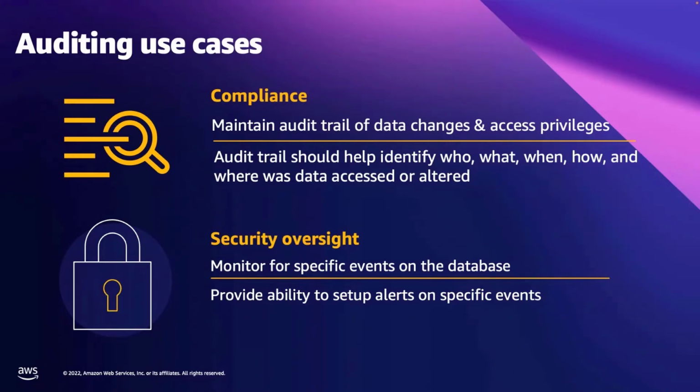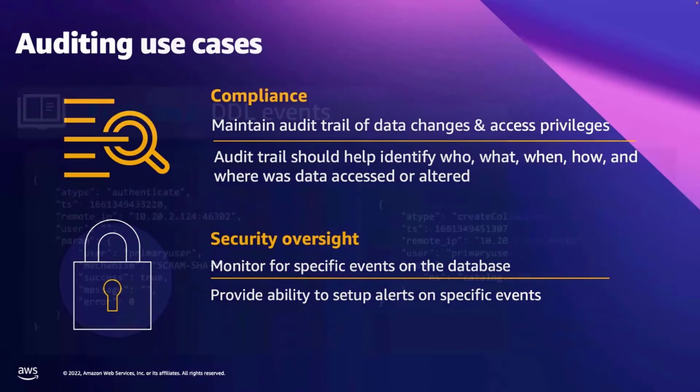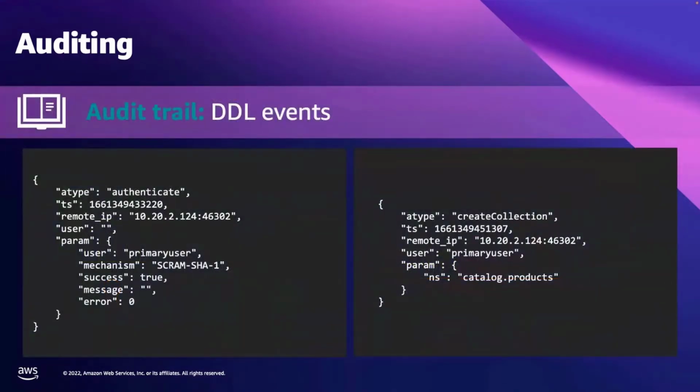Before moving on to a demo, let's see some of the sample events and important fields of the audit trail. Here we are seeing an example of an audit trail for a DDL event. Audit trails for some events may contain more information than others, but all the audit trails will have enough information to identify who, what, when, how, and where the data was accessed or altered.